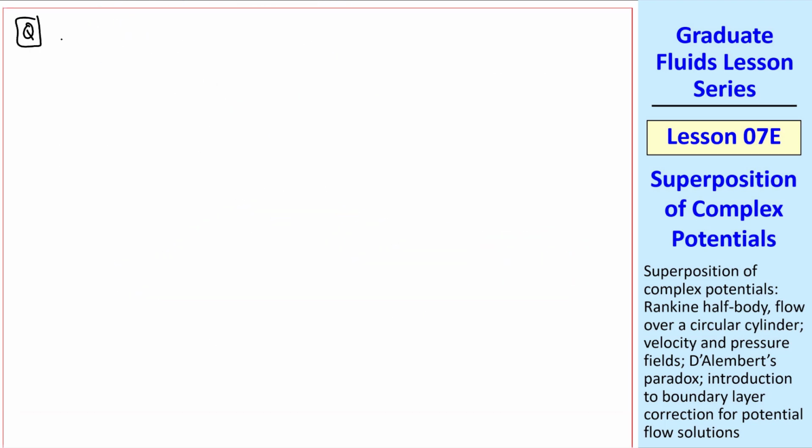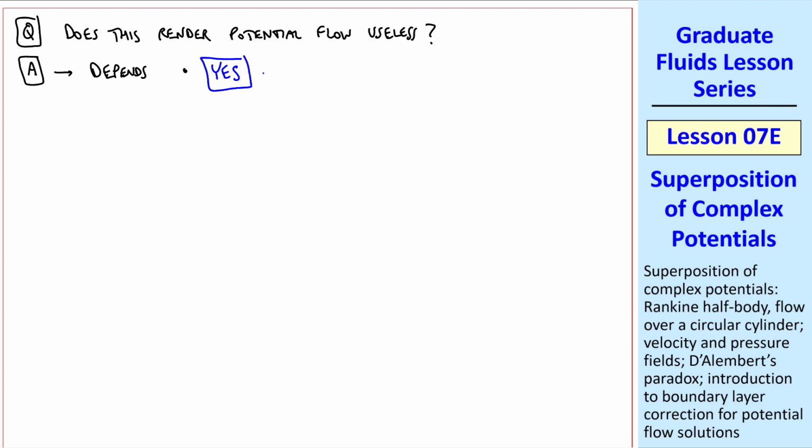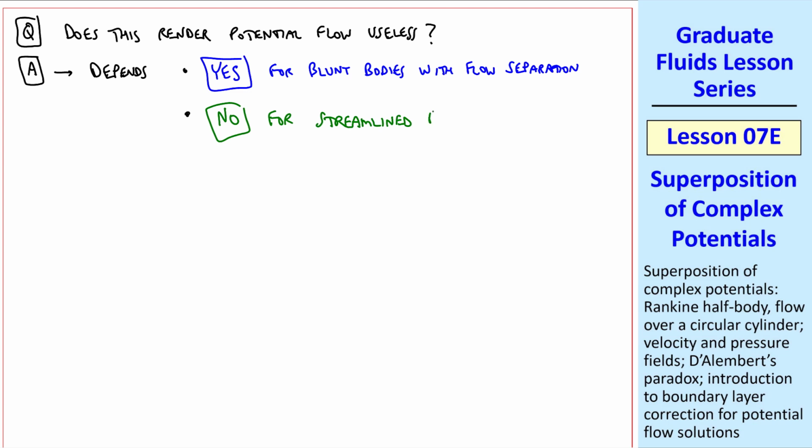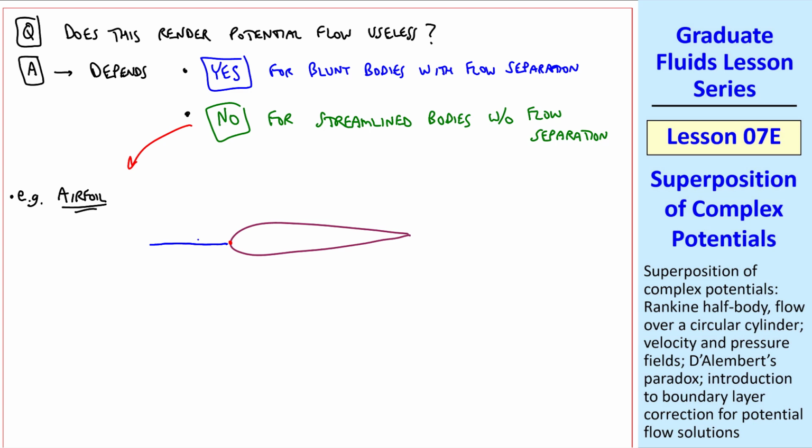Here's another question. Does this, namely D'Alembert's paradox, render potential flow useless? The answer is it depends. Yes, for blunt bodies with flow separation, and no for streamlined bodies without flow separation. I already showed an example of a blunt body. An example of a streamlined body is an airfoil. Again, we have a stagnation point with streamlines that go smoothly along the body, and the flow does not separate anywhere. Later in the course, we'll discuss airfoils like this at angle of attack, and it turns out that you can predict lift as well.